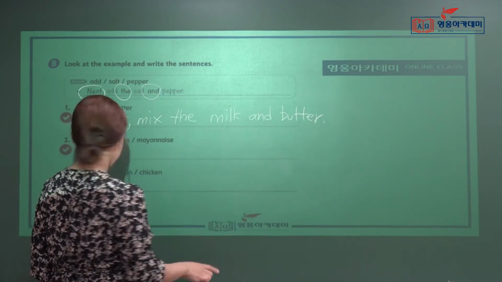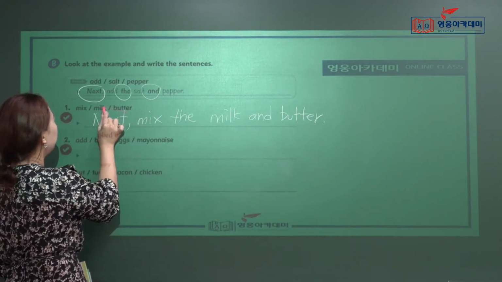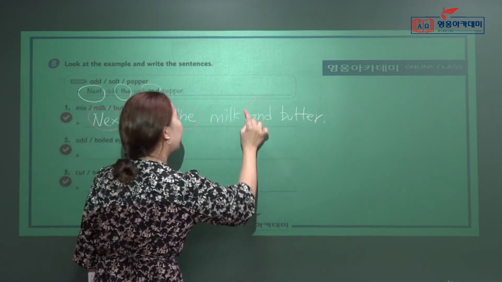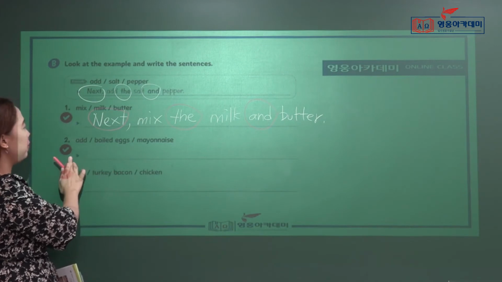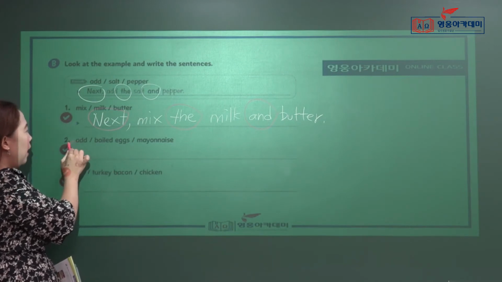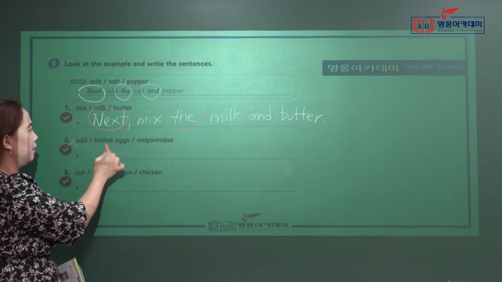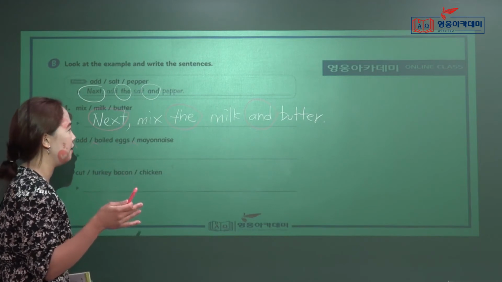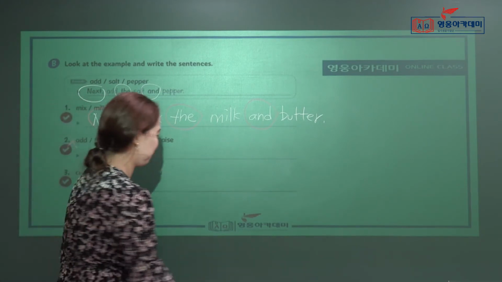Okay. So add the word next, and then the article the, and then and. All right, don't forget to add them here, okay? So same with number 2, what do? Next, comma, add the boiled eggs and mayonnaise. That is right. Okay, write your answers now.